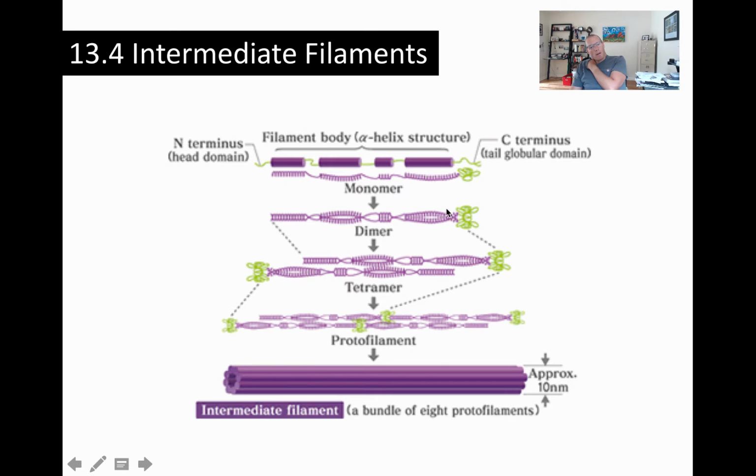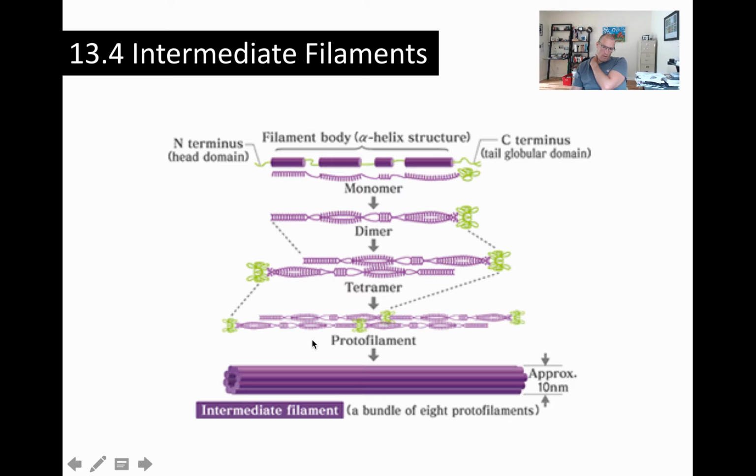Then the dimer associates laterally with another dimer to form a tetramer. So there are 4 polypeptides here. And then we arrange the tetramer end to end so that these missing sequences or segments here overlap. So they form this overlapping structure of 8 protein subunits, and that becomes called a protofilament. And then you can assemble the protofilaments into the actual intermediate filament by bundling together 8 protofilaments.